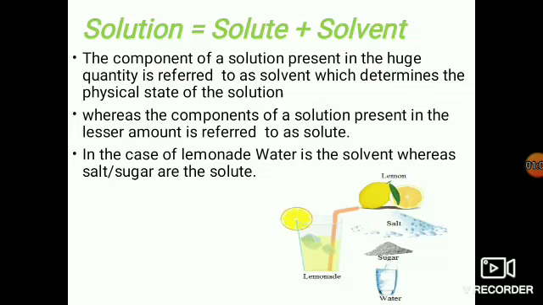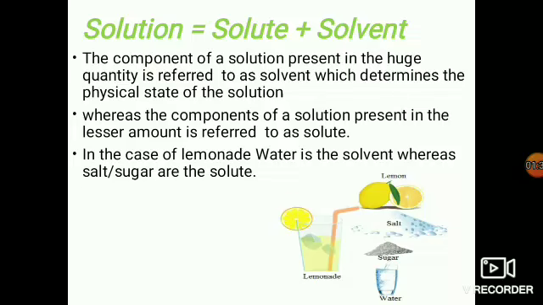The solvent in the solution determines the physical state of the solution. That means if your solvent is liquid, the physical state of the solution will be liquid. If it is gas, then the physical state of the solution will be gas. So the physical state of the solvent is the same and it determines the physical state of the solution. And the solvent in the solution will be only one in number.